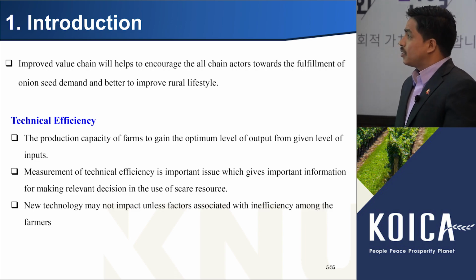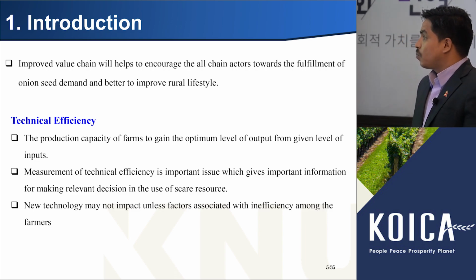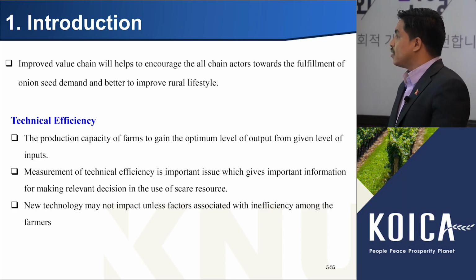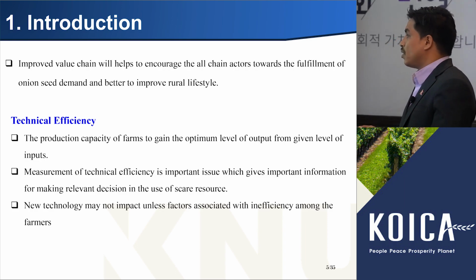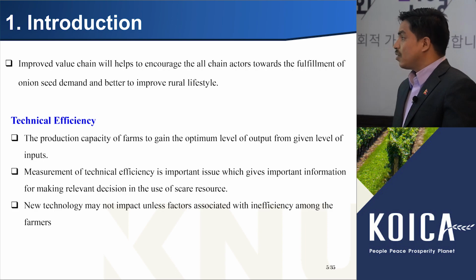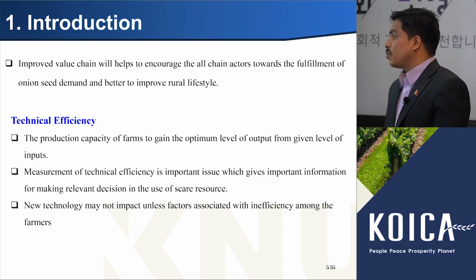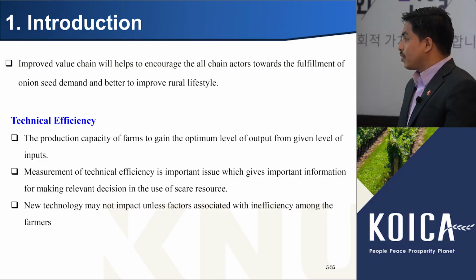So next, what is technical efficiency? It is the production capacity of farms to gain the optimum level of output from a given level of inputs. Measurement of technical efficiency is an important issue which gives important information for making relevant decisions in the use of scarce resources. New technology may not have an impact unless factors associated with inefficiency among the farmers are addressed.